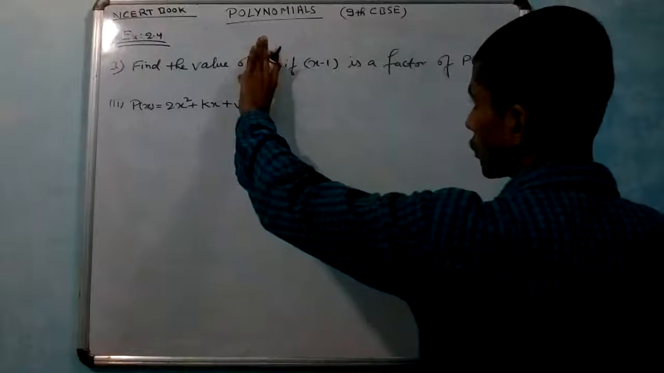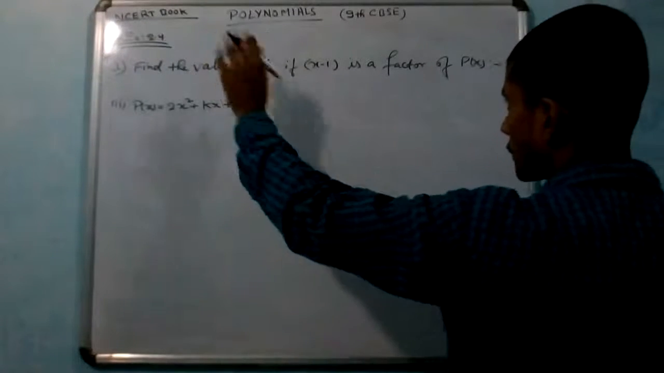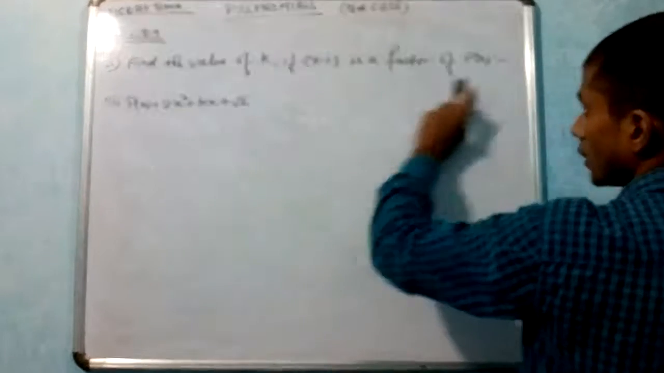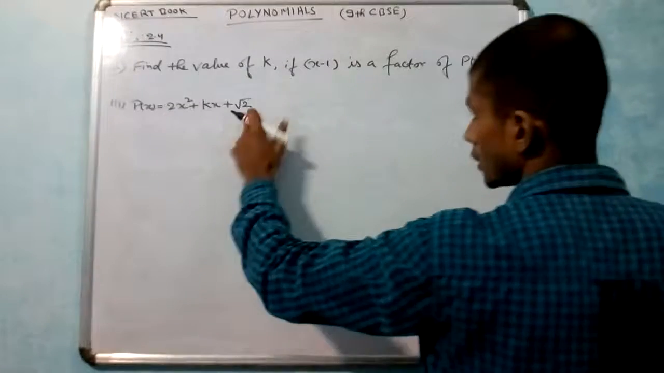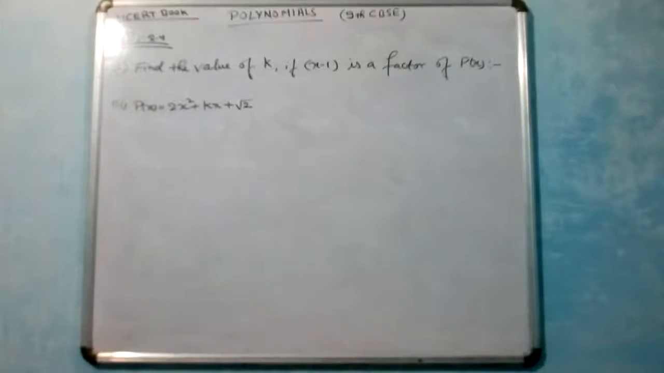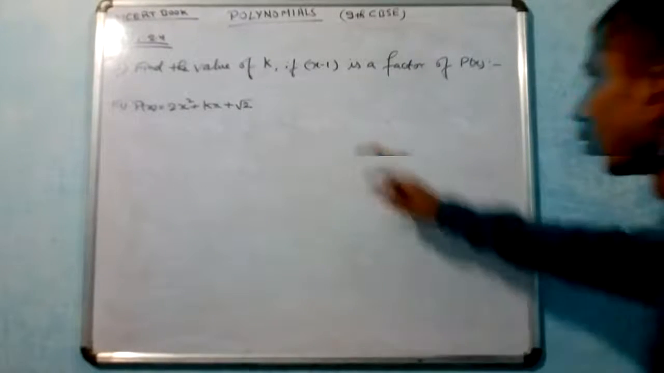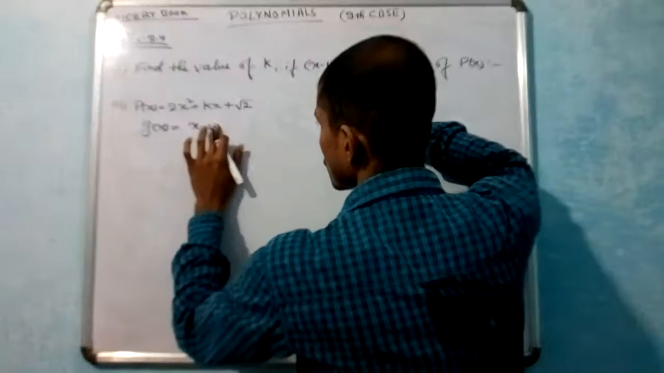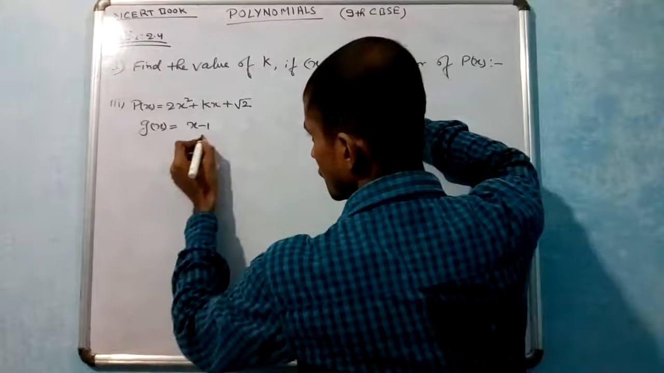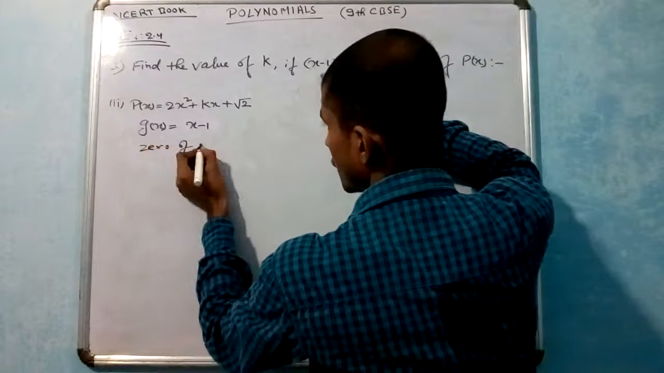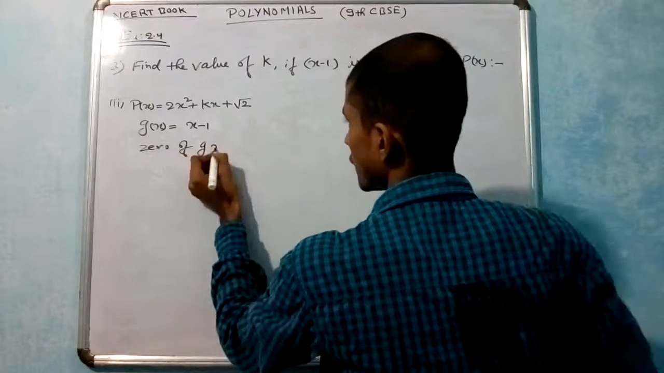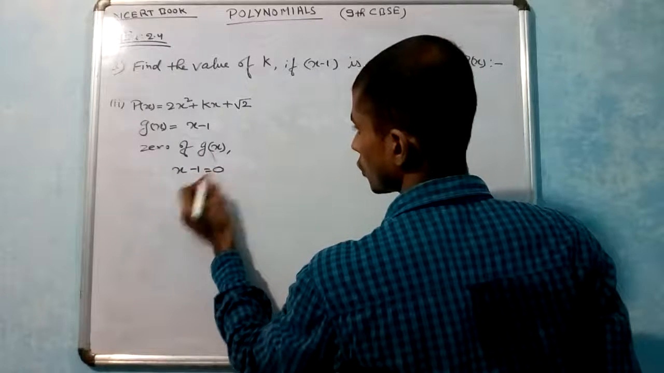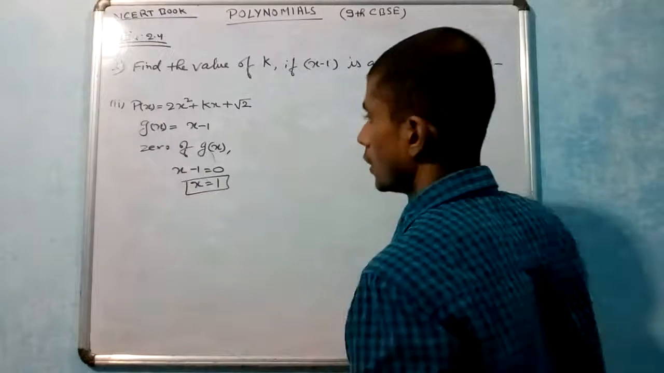Forget this for the time being, okay? For a while, you think that if x minus 1 is a factor of p of x, then what do we understand from this? That this is g of x, the remainder will be 0 without doubt, no? So this is g of x. Tell me the zero of g of x, how much? x minus 1 is equal to 0, so x is equal to 1. So 1 is the zero of g of x.